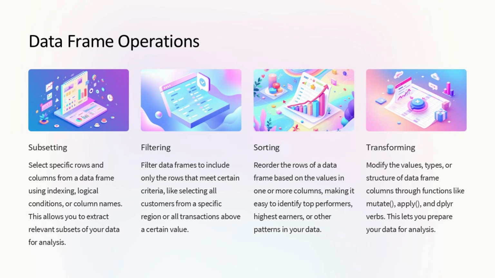Filtering allows you to include only the rows that meet certain criteria, like all customers from a specific region. Sorting reorders the rows based on the values in one or more columns, making it easy to identify top performers or other patterns. Transforming modifies the values, types, or structure of data frame columns, preparing the data for further analysis. These data frame operations form the building blocks for working with tabular data and getting insights from your information.